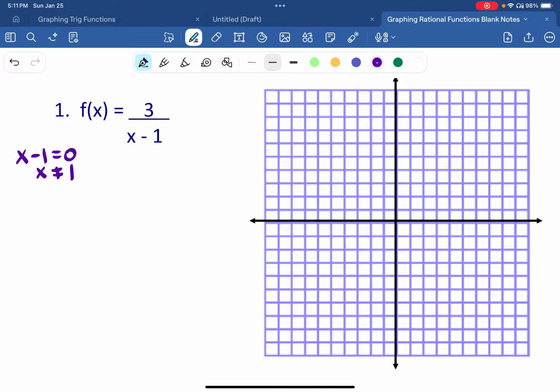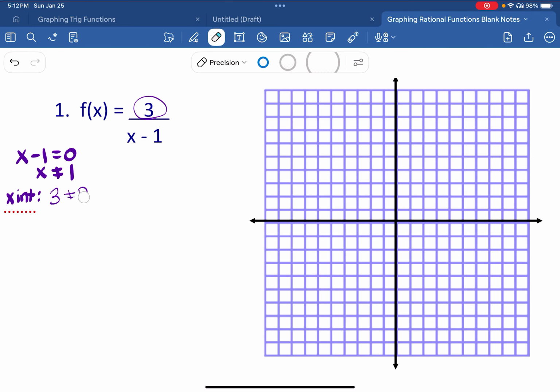So the next thing I'm going to do is find any x and y intercepts. For the x-intercept, basically all you need to do is set that numerator equal to 0, and you notice the numerator is just a 3, and 3 will never equal 0, so there is no x-intercept, so we're just going to say none.